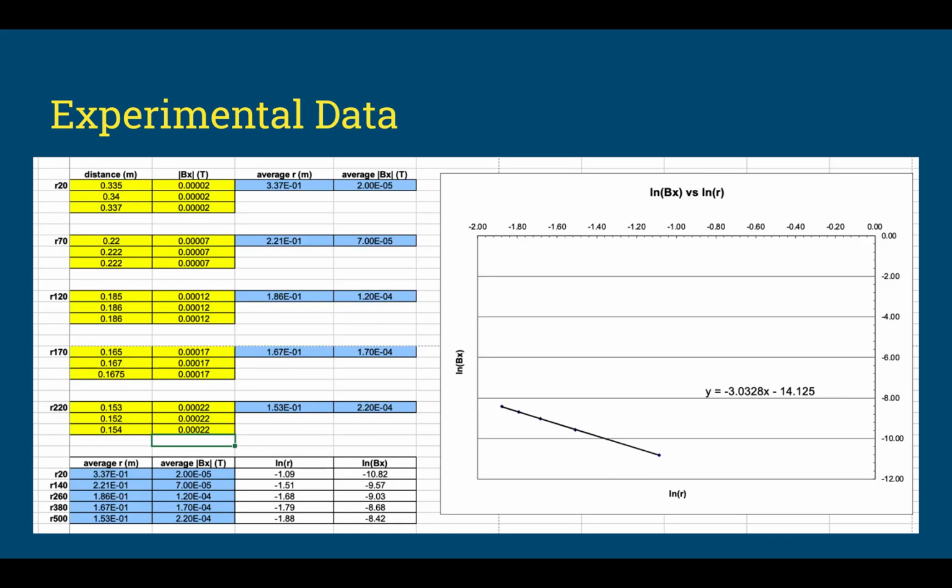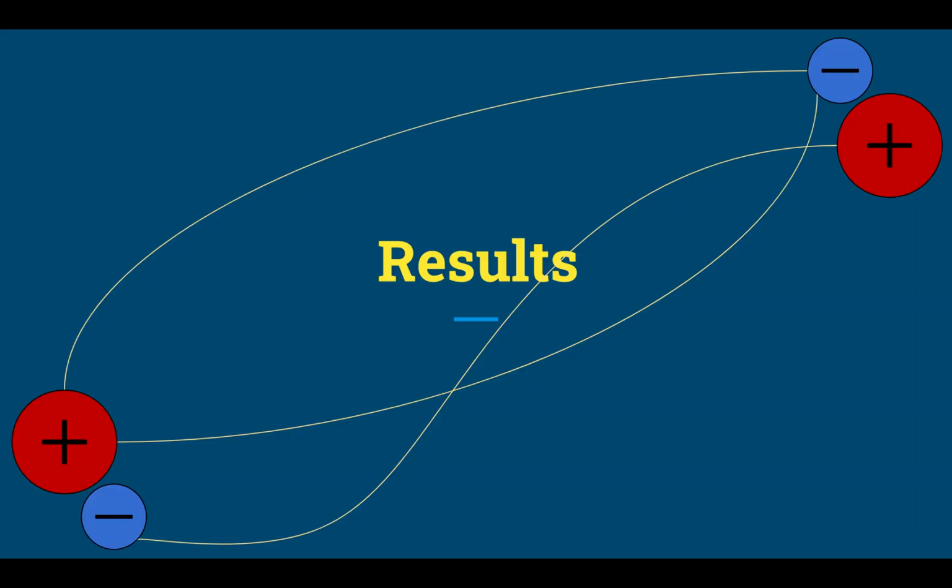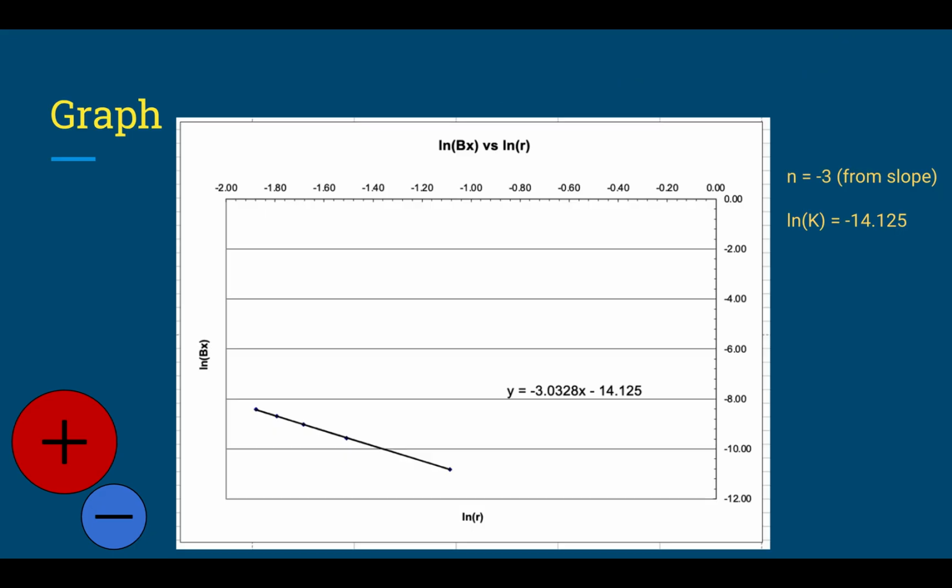So here is just a picture of our spreadsheet. I have all of our data on the left, and then the averages in the blue, and that's what's going to get plotted. And so in this graph, we can actually get some useful data. So let's talk about that in the results.